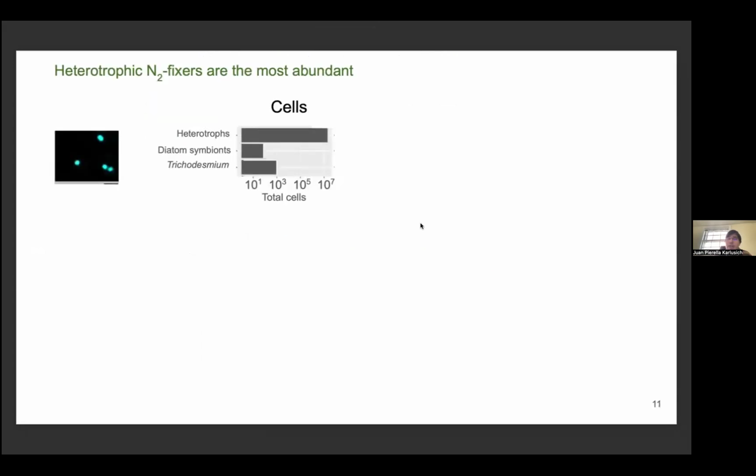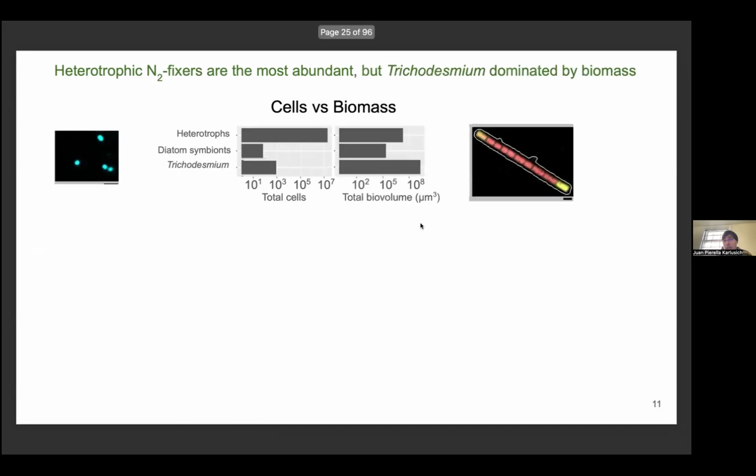And as I mentioned, the images allow us to do absolute quantifications, and in terms of absolute number, in terms of cells, the most abundant nitrogen fixers that we detected were those that were non-photosynthetic. But in terms of biomass, the most abundant one was dominated by Trichodesmium.